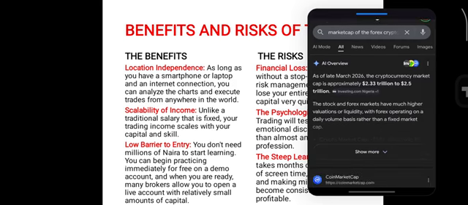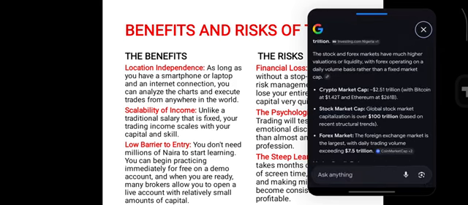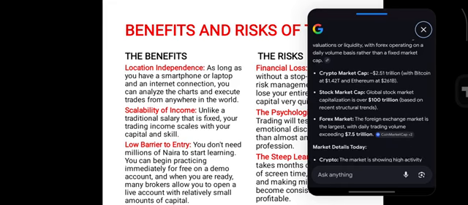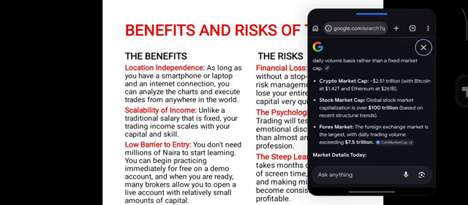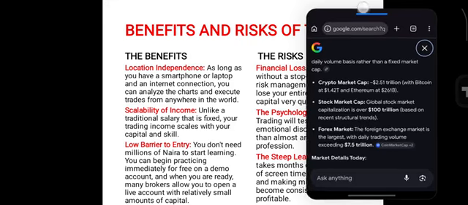As of late March 2026, the crypto market cap is an estimate of $2.51 trillion. The global stock market capitalization is over $100 trillion based on recent structural trends, and the forex market is the largest with daily trading volume exceeding $7.5 trillion, which means in a day about $7.5 trillion is circulating the forex market. This is just to show us the big opportunities that are available in the financial market. There is no limit to how much you can make, and also you can lose all your portfolio.